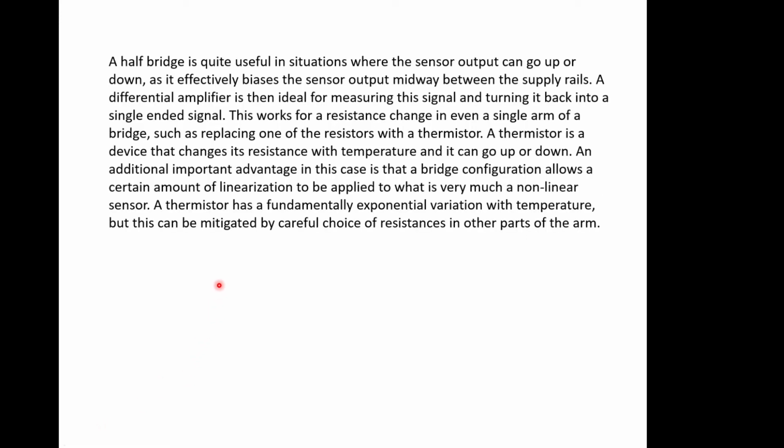Right. As another point, the half bridge, and I sort of alluded to this, is very useful in situations where the sensor output can go up or down, as it effectively biases the sensor output midway between the supply rails, and then we use a differential amplifier for that. Part of this comes from the fact that these days we like to operate op amps on a single supply. I can't remember if it was this course or a previous course where we talked about supply rail issues.